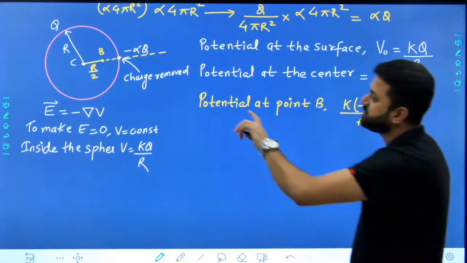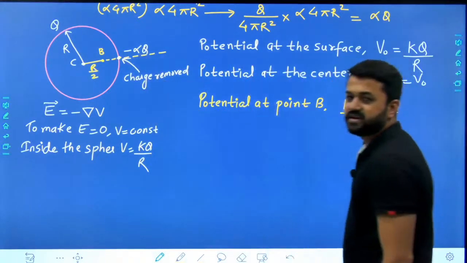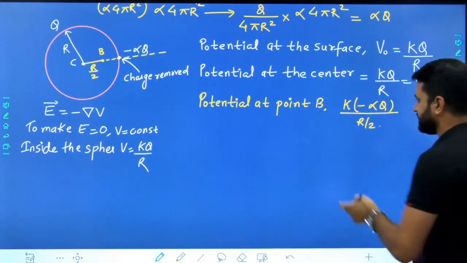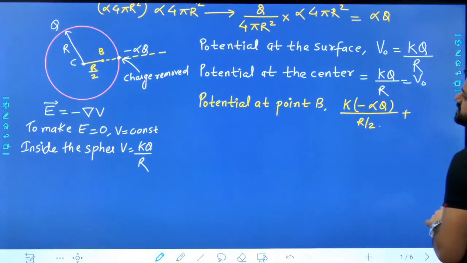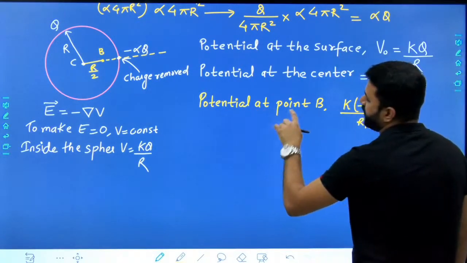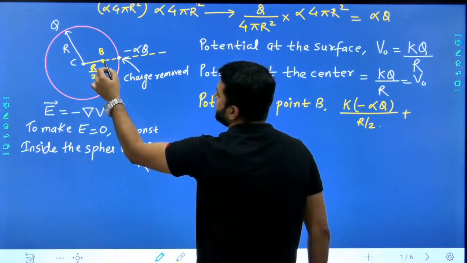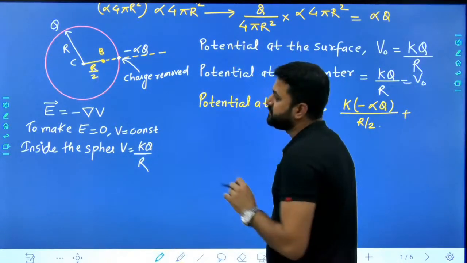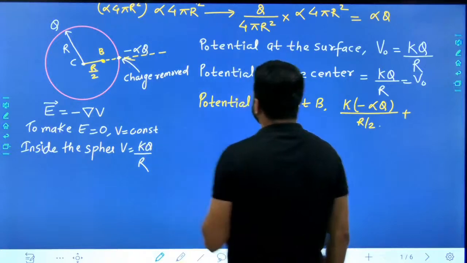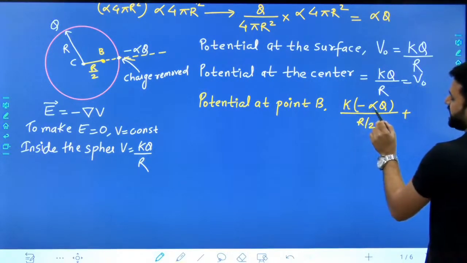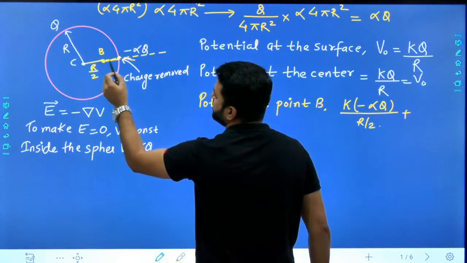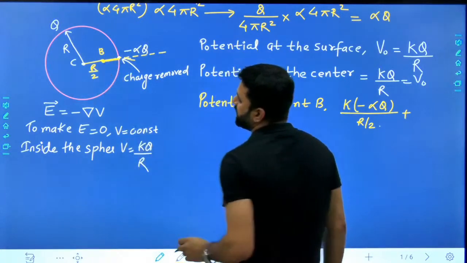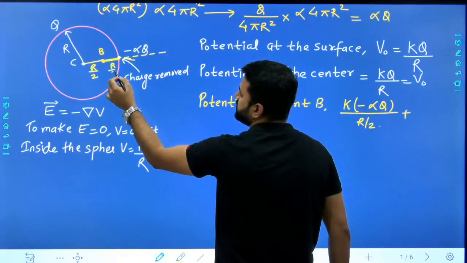So this is just because of this point charge. Let's find the potential at point B. At this point B, the potential because of this charge is K times minus alpha q divided by R by 2, because it is at distance R by 2 from here. So this is also the R by 2 distance, this is also R by 2.